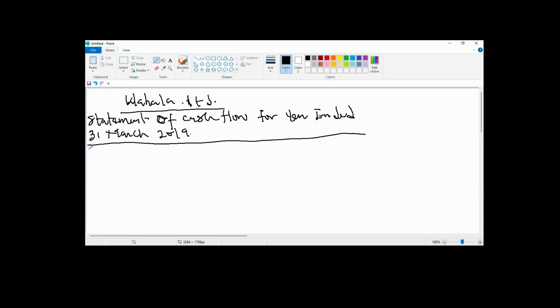Also, operating activities. What is the profit before tax? It will not be given in the question because there is no P or L. Profit before tax. Now, what is the next thing?